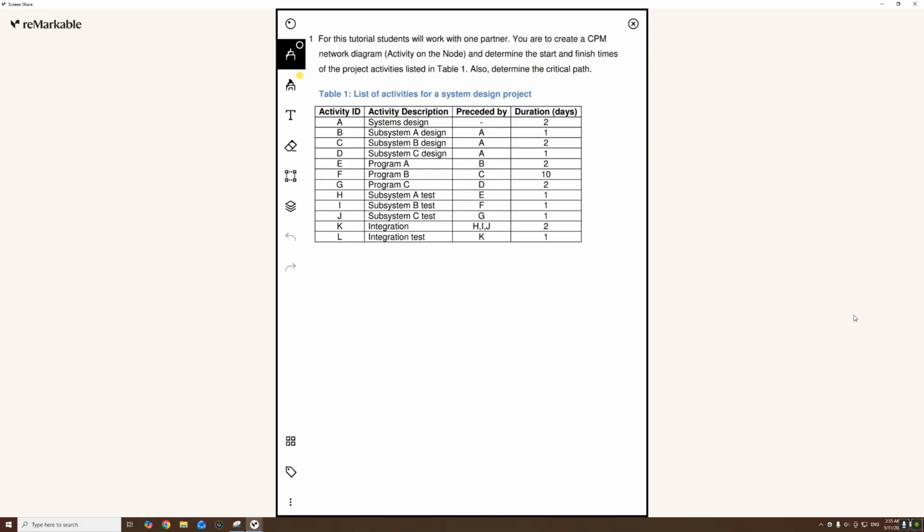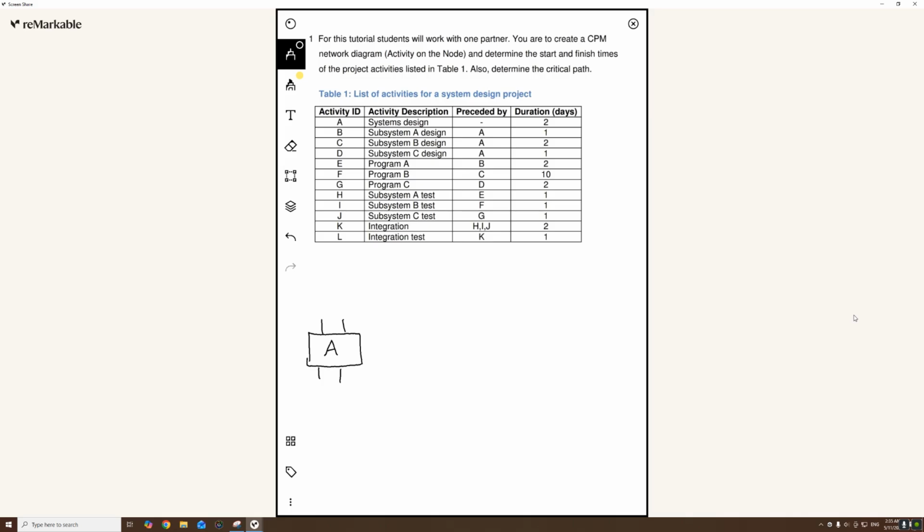So the way I like to start this is first identify what is my independent activity, which is the one that is not preceded by anything. So activity A does not have a required activity for it to start, so I'm gonna start by just putting it on the left side. Activity A will be my first rectangle.